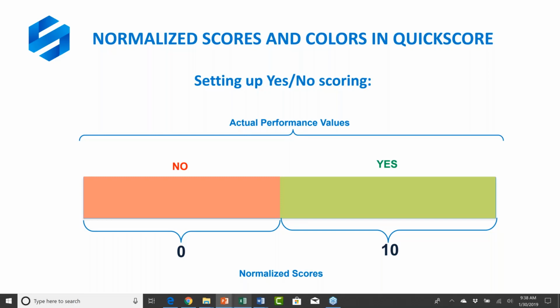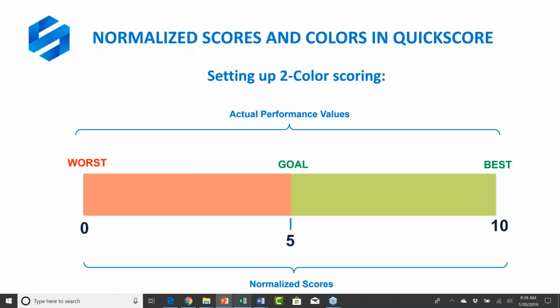Please be aware with regard to yes and no scoring that yes doesn't always have to be 10. If you prefer, in a certain situation where the response of yes is actually a bad thing, like, did we lose 50 customers this month, and the answer of yes is bad, then of course you can set it up so that yes is a bad thing, it gets 0, and no is a good thing and it gets the score of 10.